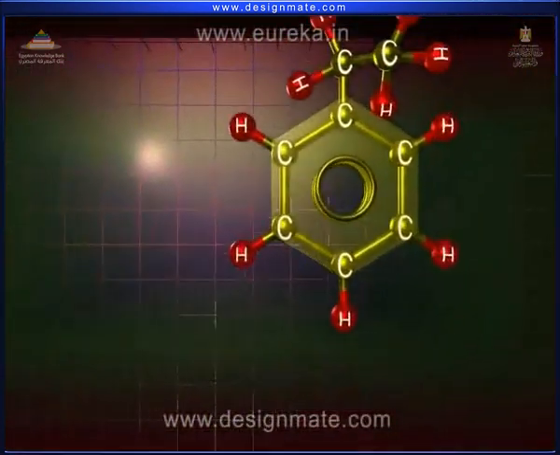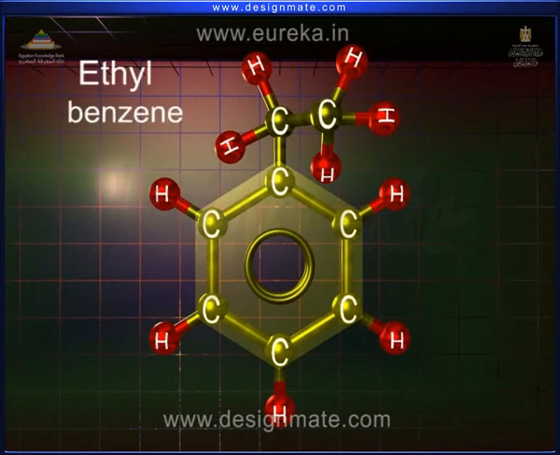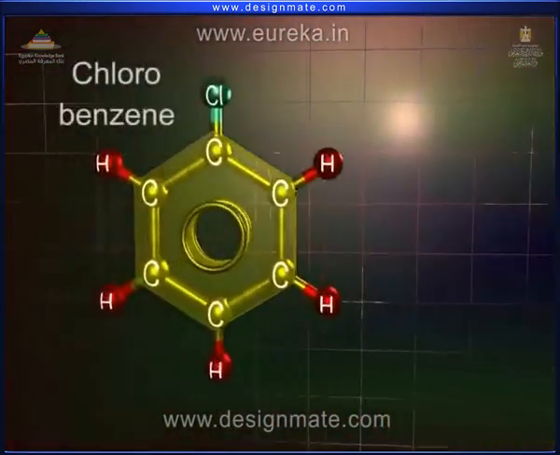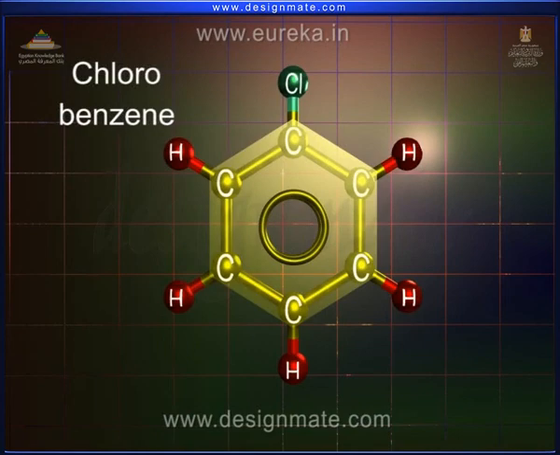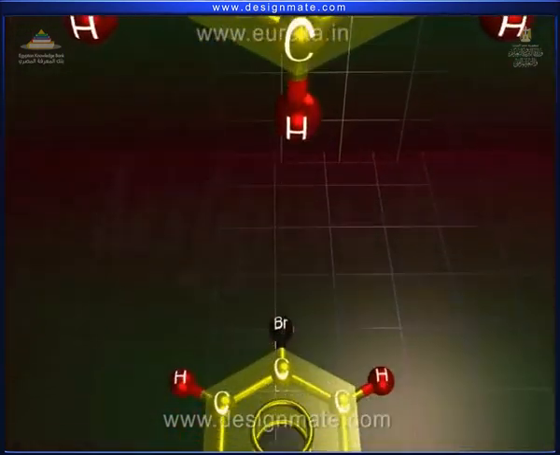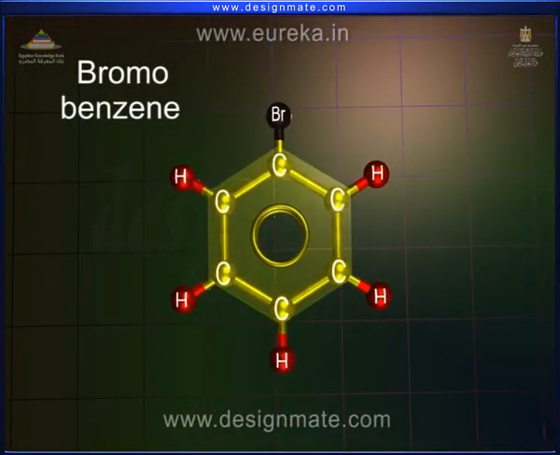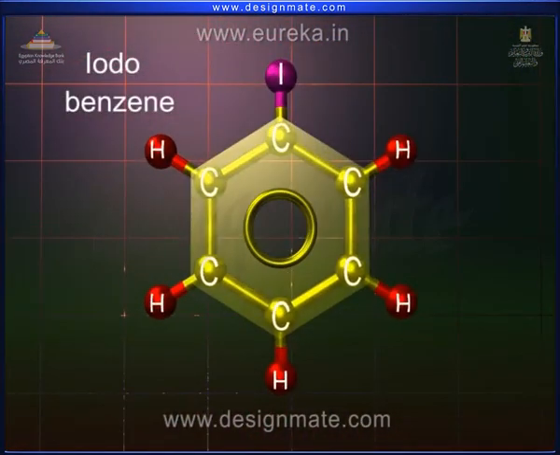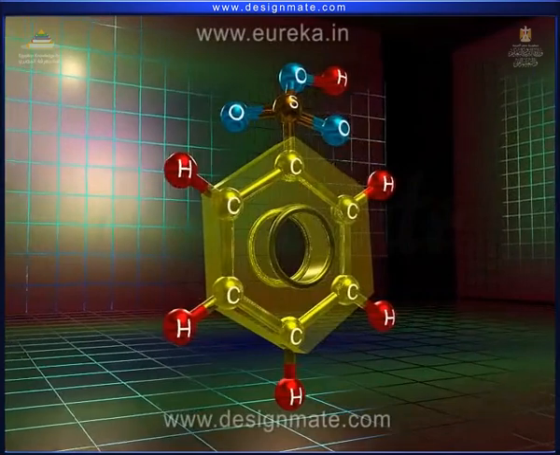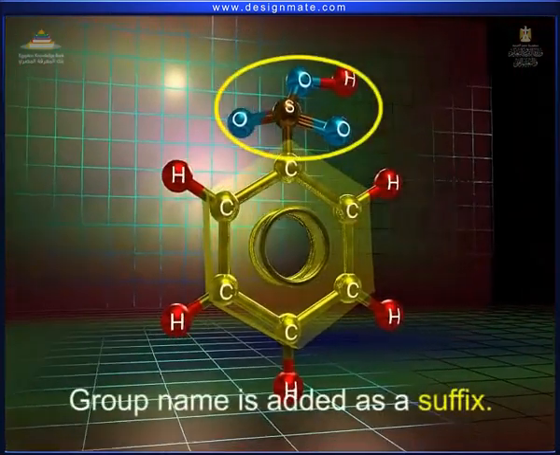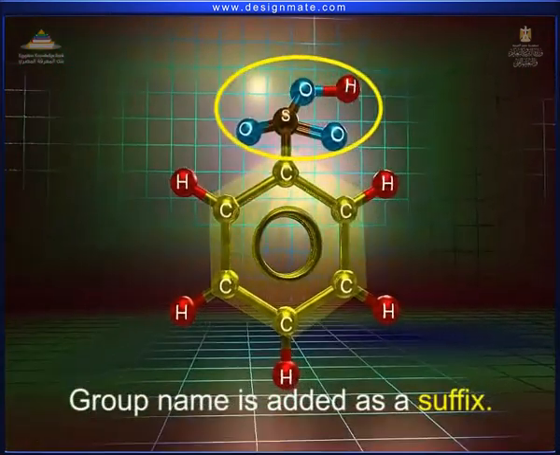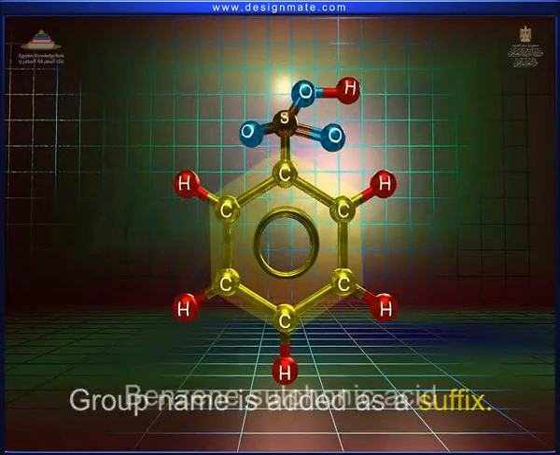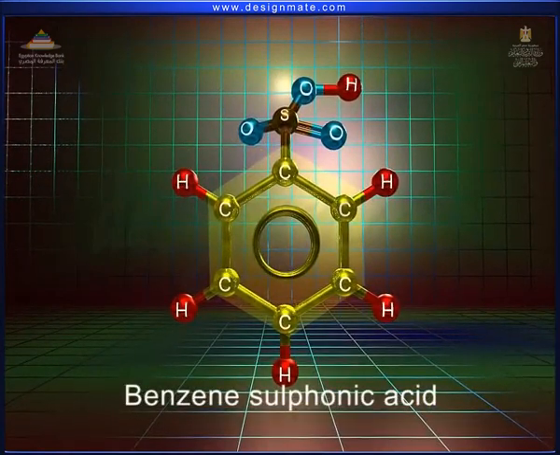For example, ethylbenzene, chlorobenzene, bromobenzene, iodobenzene, etc. In some derivatives, these group names are added as a suffix to name them. For example, benzene sulfonic acid.